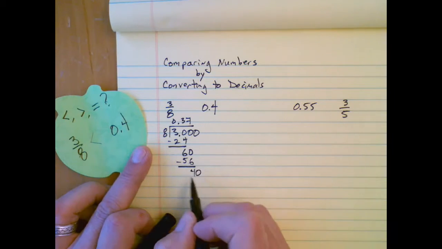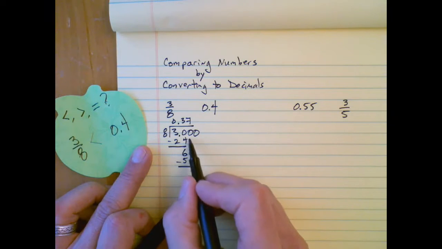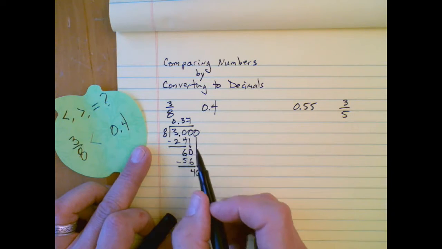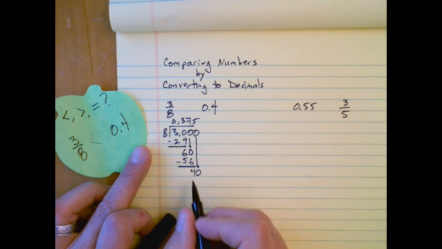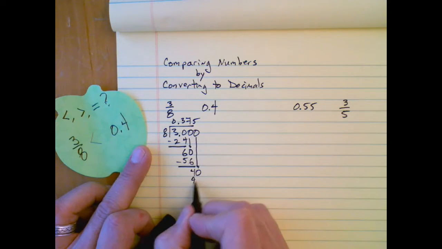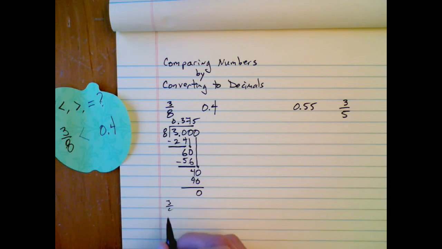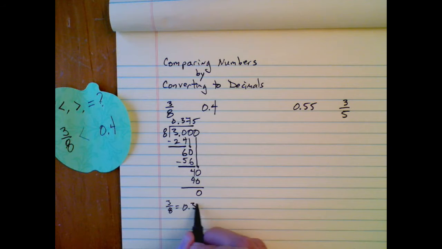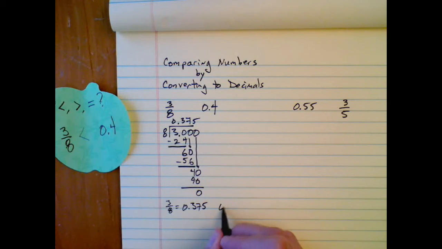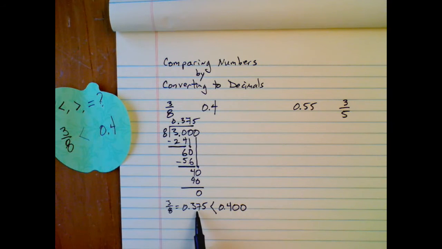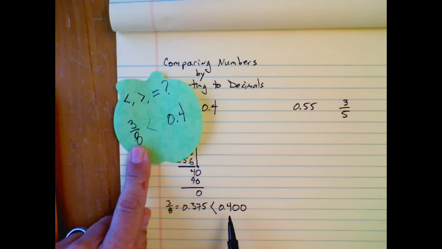And conveniently, it comes to an end here. Bring down a 0. How many 8s can you get out of 40? Well, I can get 5. 5 times 8 is 40. And that's 0. So I'm at the end. So 3/8 is the same as 0.375, or 375 thousandths. How does that compare to this? Remember, I can simply add zeros and have the same value. So I can still see that sure enough, 375 is less than 400 thousandths, and so this was correct.